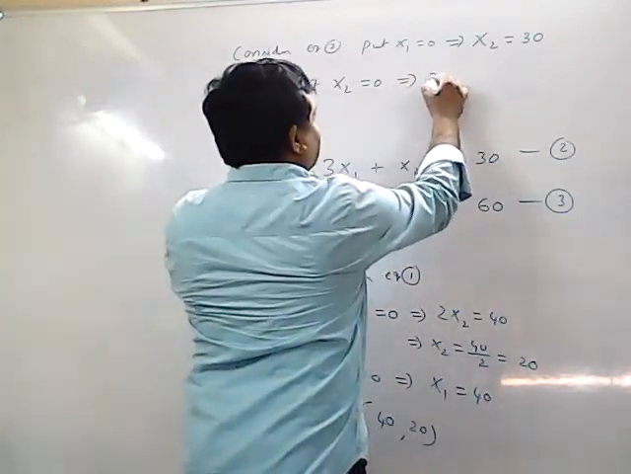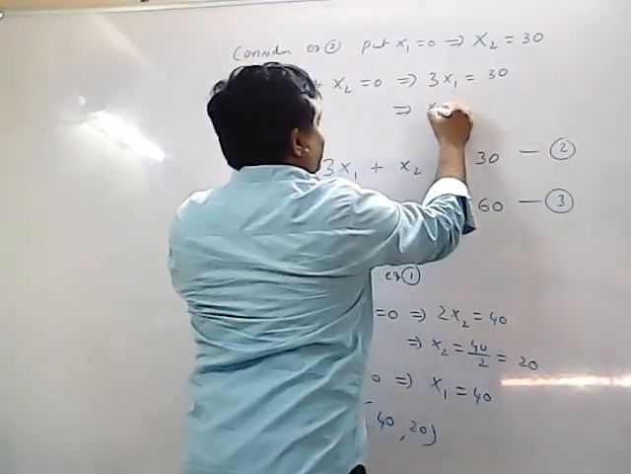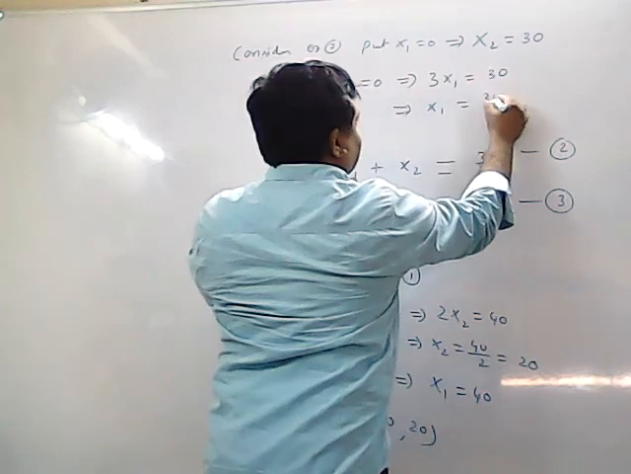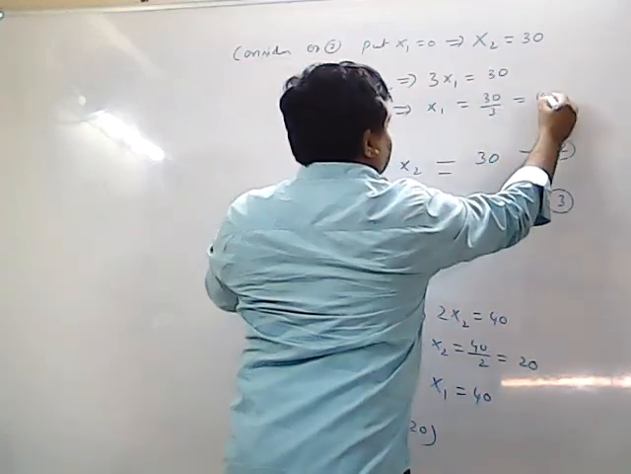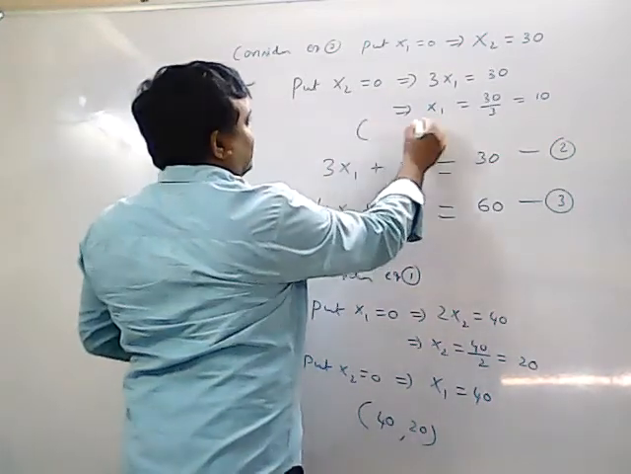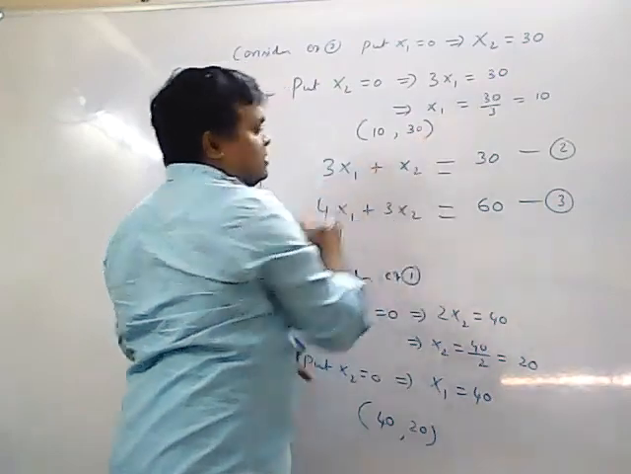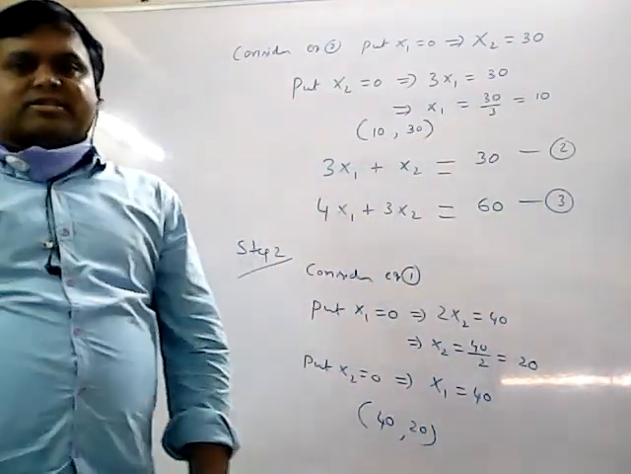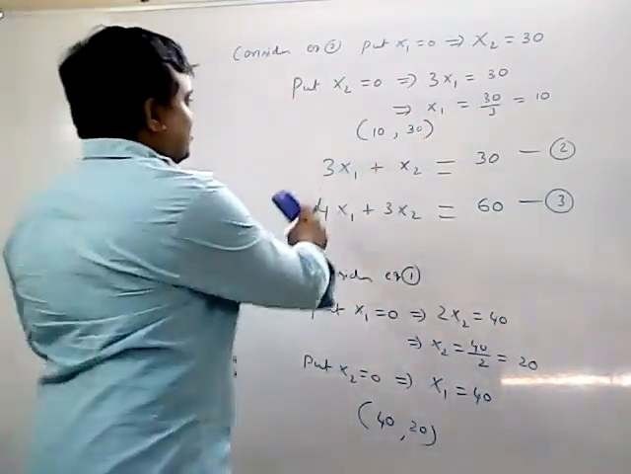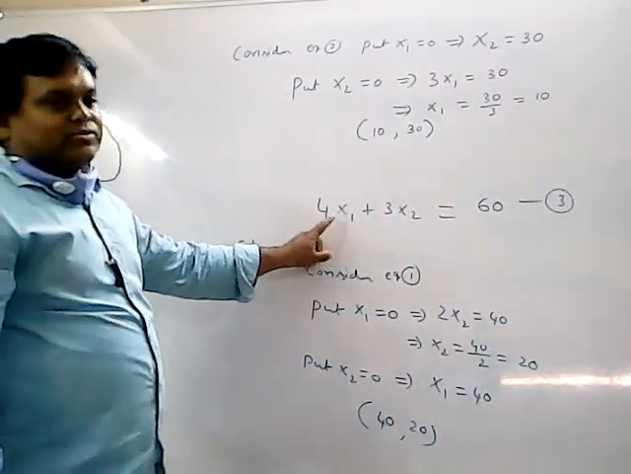What we get: 3x1 equal to 30. That means what is the x1 value? x1 value equal to 30 divided by 10. That means what is the point we are getting? Second point we are getting: x1 value is 10, x2 value is 30. Second point is (10, 30). Now equation 2 is completed. So repeat the same procedure for equation 3 also.